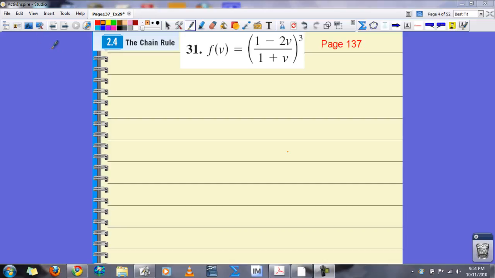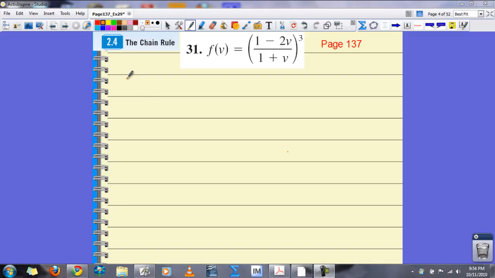Okay, this is question number 31 on page 137. Again, it's very similar to 29. You're asked to find the derivative of f of u, v, and you have this complicated thing here. Now, we should be using the chain rule because we have some quantity to some power. So chain rule should come to mind.